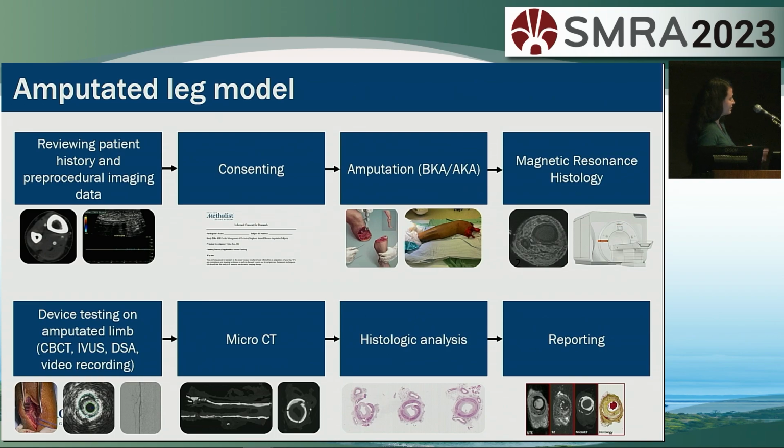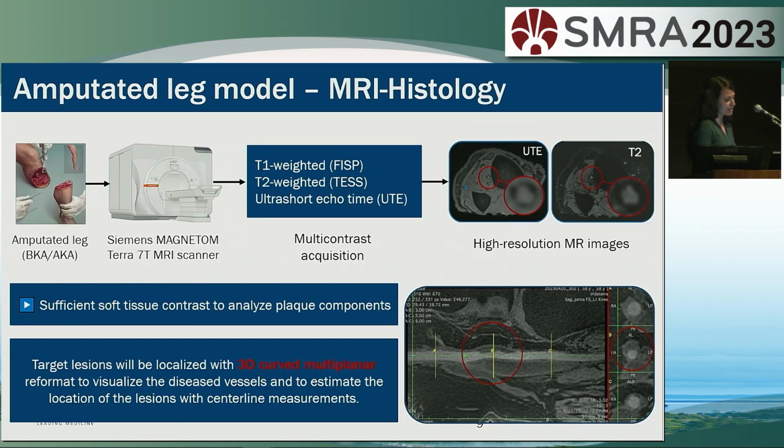So at Houston Methodist Hospital, we are using this high fidelity amputated leg model to evaluate the feasibility of our MRI histology protocol and aiding device and patient selection. We are using multiple different imaging modalities, hybrid OR experiments, and also histologic analysis for validation. Regarding MRI histology, our protocol consists of multiple different imaging contrasts, such as ultra-short echo time, T1 and T2 weighted sequences.